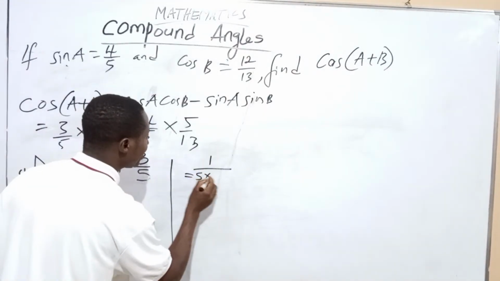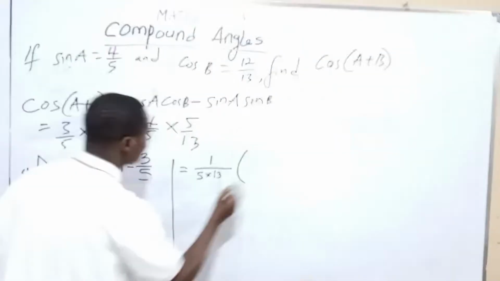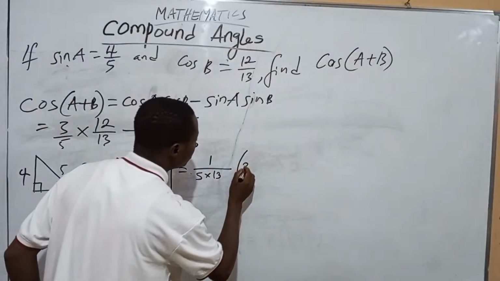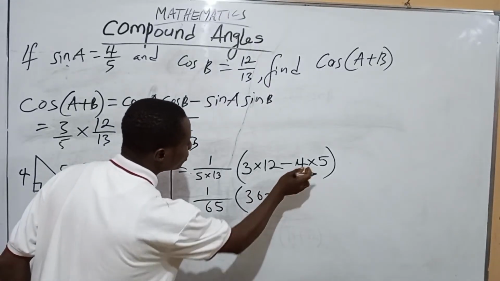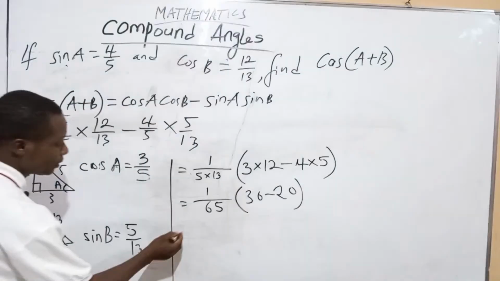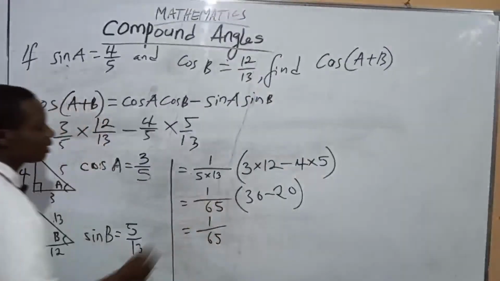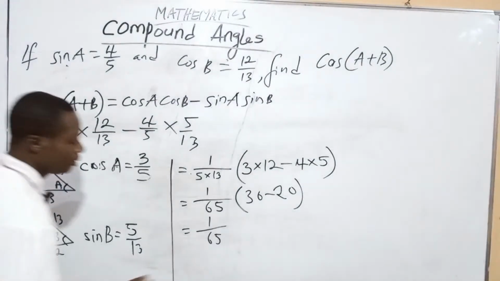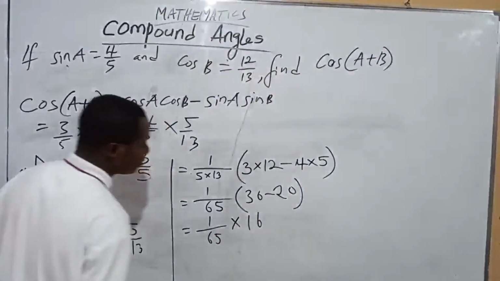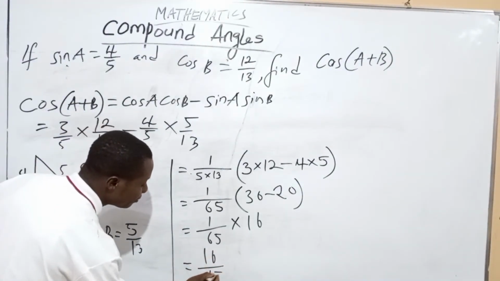That is 5 times 13. Use this easy method instead of looking for LCM. Then in the brackets, we have 3 times 12, 36, minus 4 times 5, which is 20. So we can proceed. This gives us 1 over 65, times 36 minus 20, which is 16. So it means we now have 16 over 65.